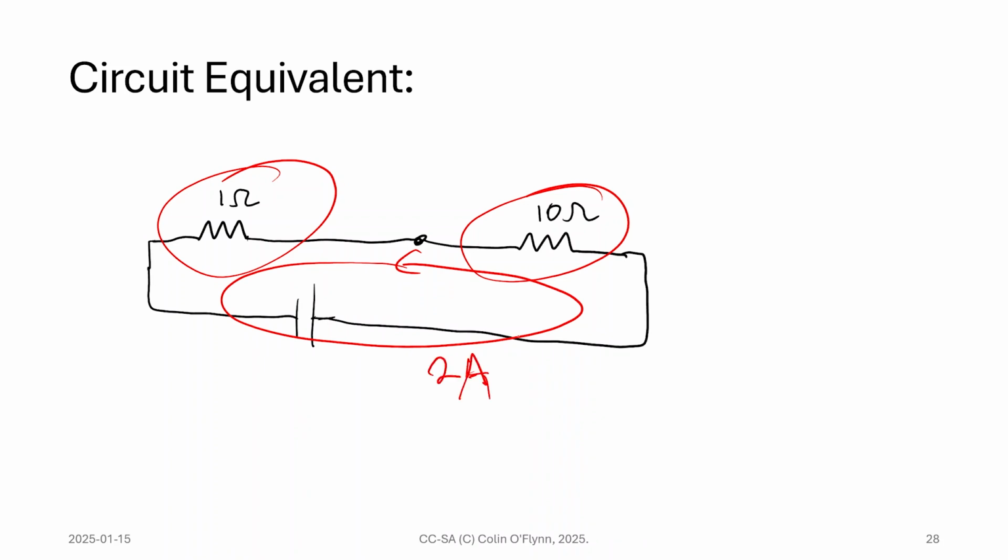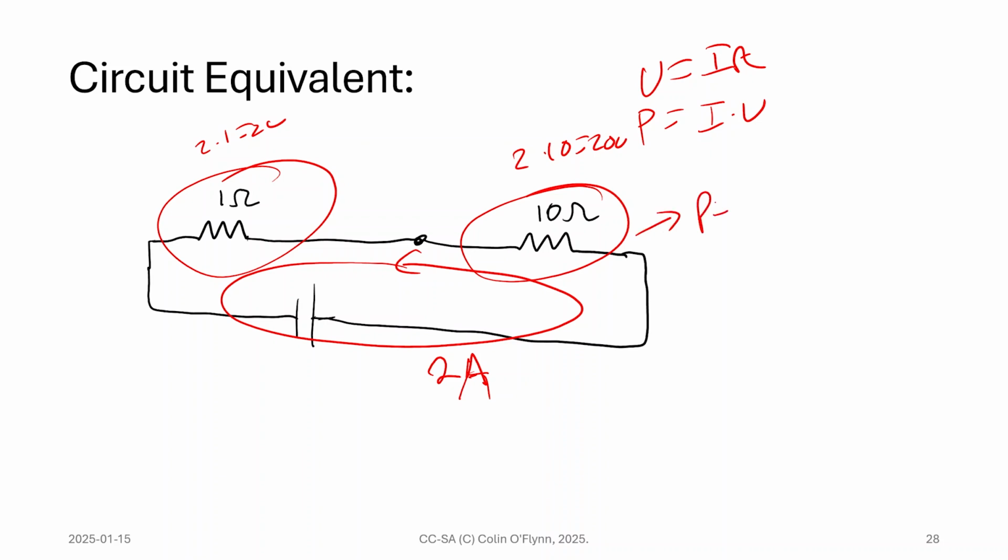passing, say, 2 amps of current, we know that there'd be 2 times 10 equals 20 volts here, and 2 times 1 equals 2 volts here. So we'd have 2 volts, 20 volts. We could calculate how much power is being dissipated by I times V. So if we had 20 volts across this resistor, the power dissipated is 20 times 2. Remember I said 2 amps. 20 volts times 2 amps equals 40 watts. In this 1 ohm resistor, it would just be 2 volts times 2 amps equals 4 watts, right?